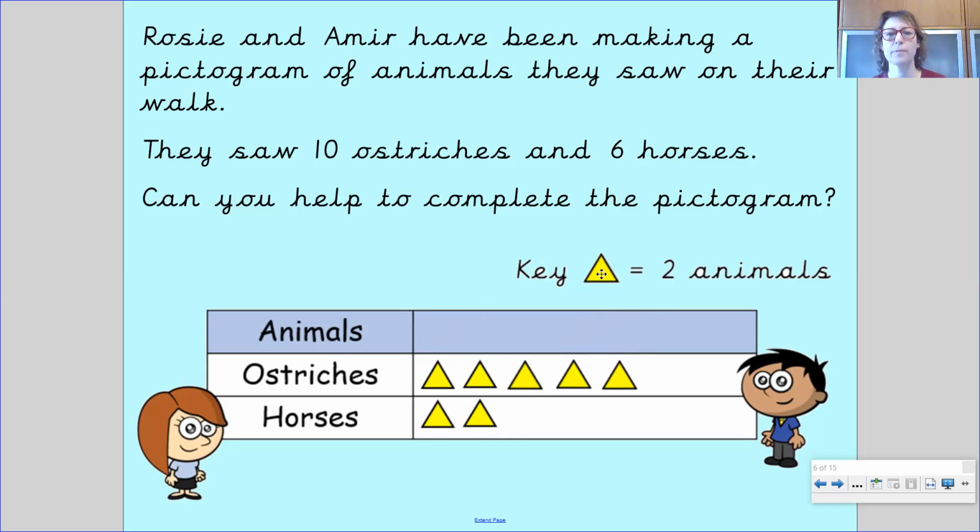And they saw 6 horses. So we've got 2, 4, 6. I'm just going to check that. 10 ostriches, 2, 4, 6, 8, 10. 6 horses, 2, 4, 6. And we can see they are lined up and that there are more ostriches than there are horses.